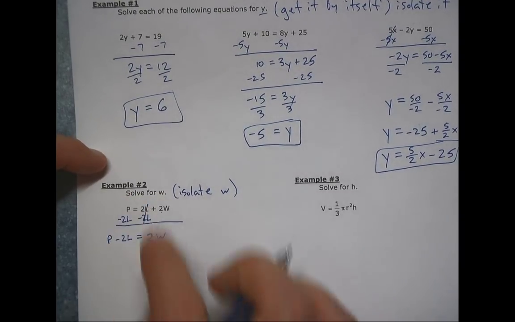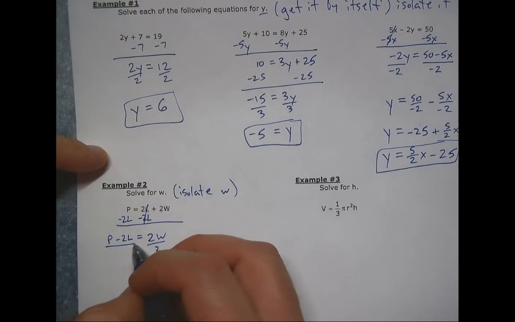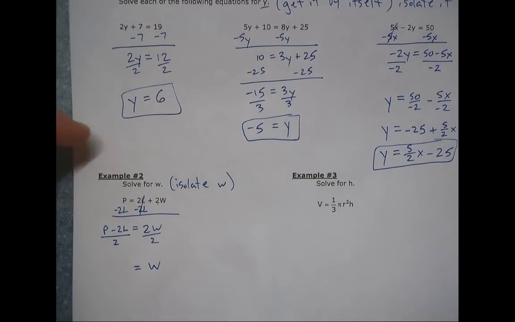I've actually almost solved for w because all that's left is this 2. So I'm going to divide by that 2 to get rid of it. This whole thing gets divided. And now w is by itself.